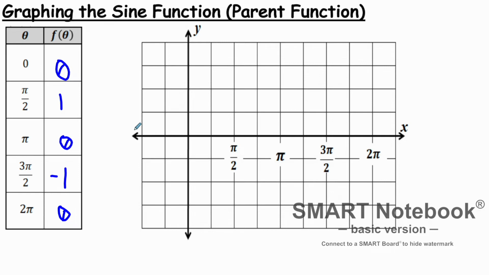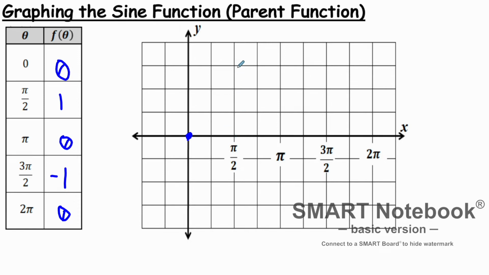Now, you can see that these are nice numbers to plot. 0, 1, and negative 1. Those are nice numbers to plot. So we're going to start out here. This is your 0 degrees, and the y-coordinate there is 0. Okay, next, pi over 2 is 1. Sine of pi over 2 is 1.